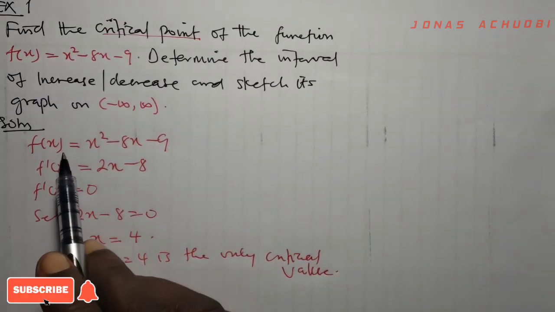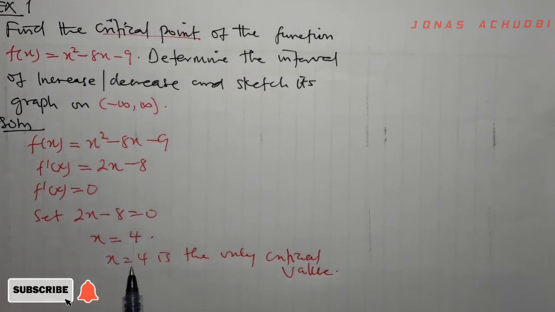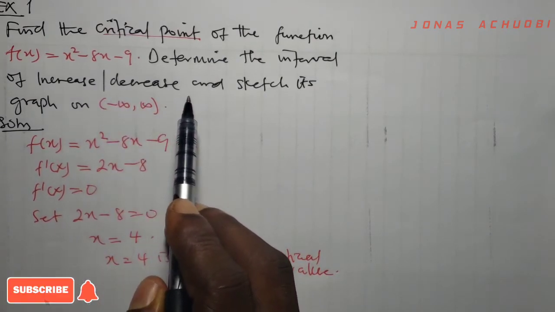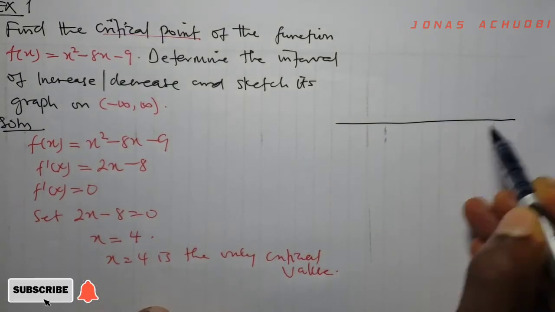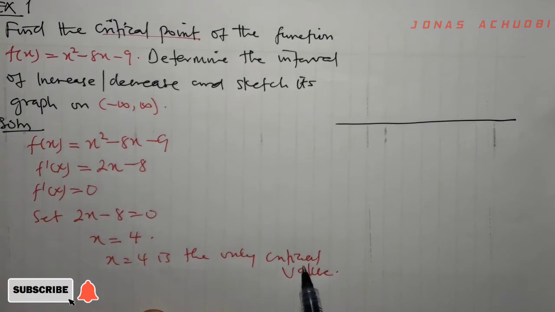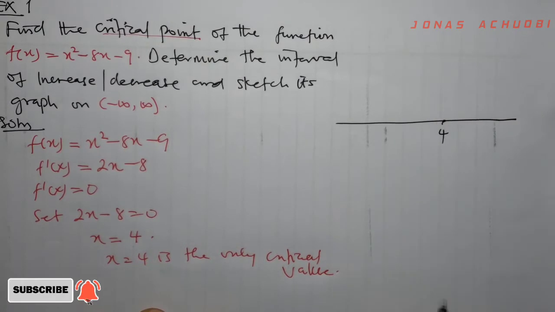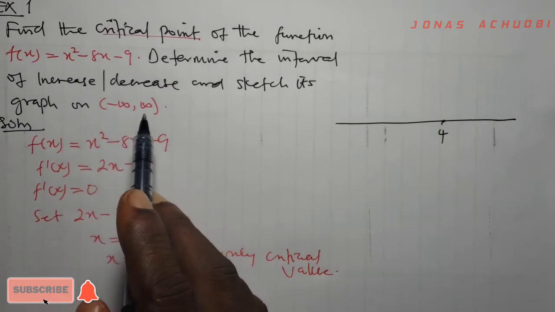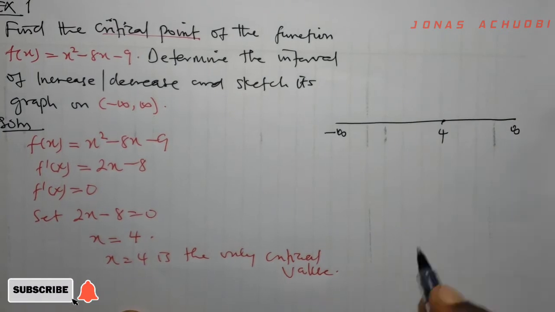So the function f of x equal to x squared minus 8x minus 9 has just one critical value at the point x equal to 4. The next part says we should determine the interval of increase/decrease of the function. So what do we do? We sketch our real axis and locate the critical value x equal to 4. Now we are asked to evaluate this on the interval negative infinity to infinity.